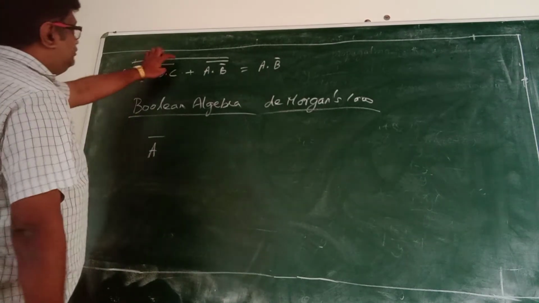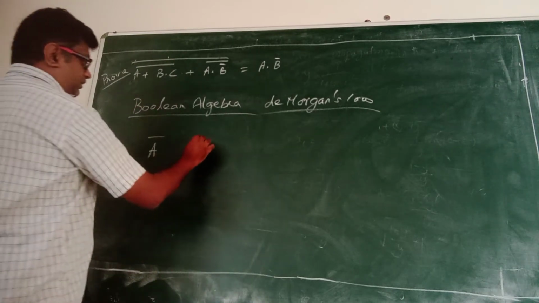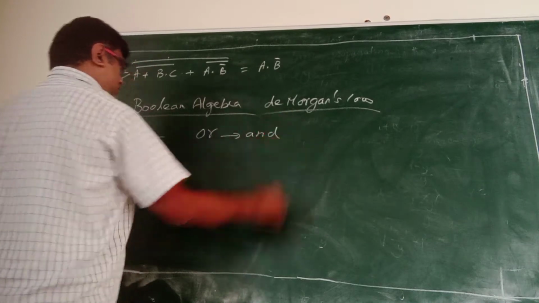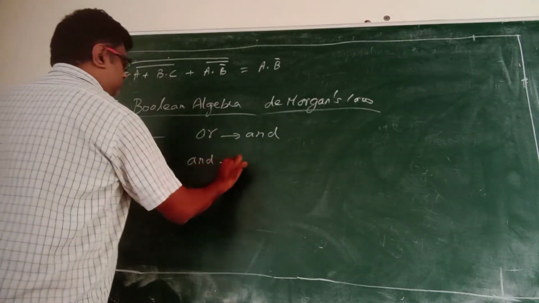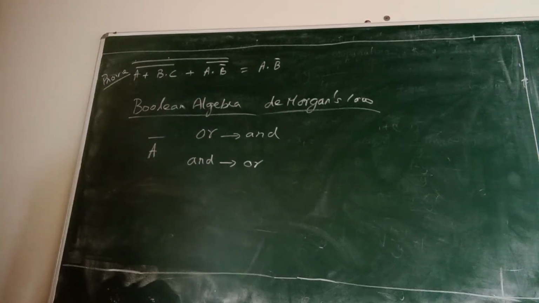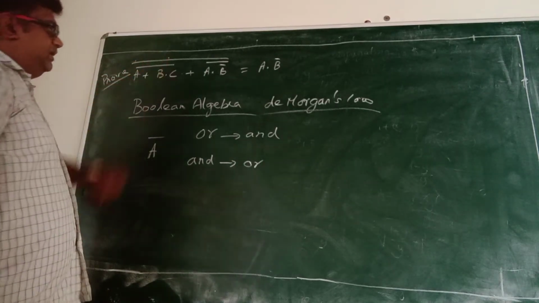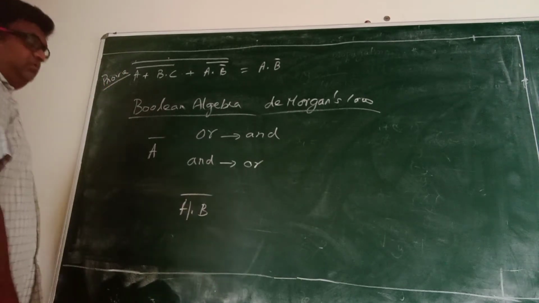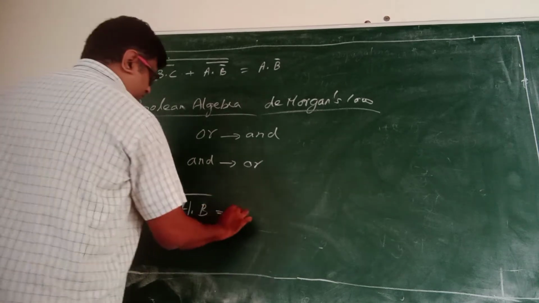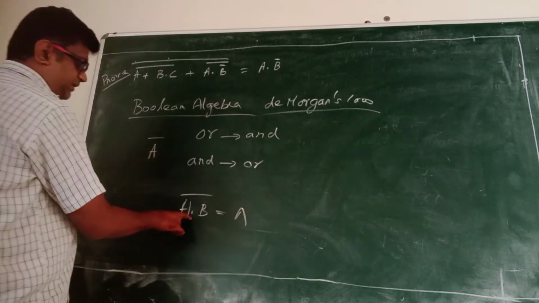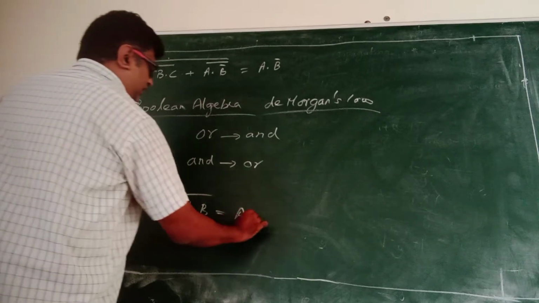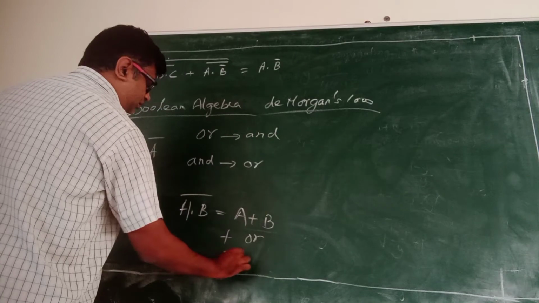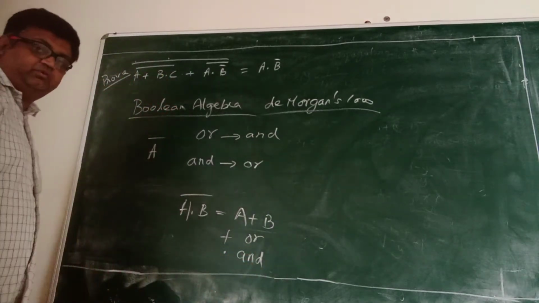Alright, so whenever you see a bar, remember this, you have to convert OR signal into AND, or AND signal into OR. This is what you have to do. If you want to remove this bar, let us say A dot B whole bar is there, it is equal to, I am removing this, so the operator here is dot, which is AND, so I have to convert that into OR. See, plus means OR, dot means AND.